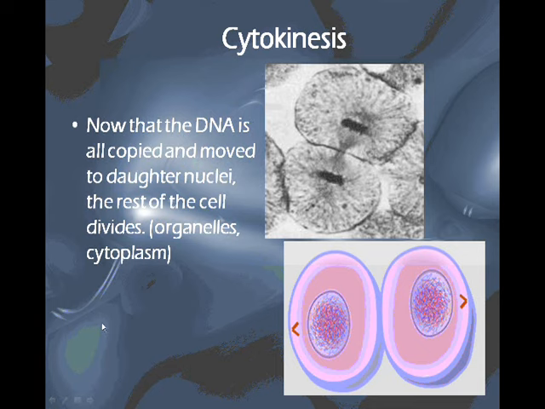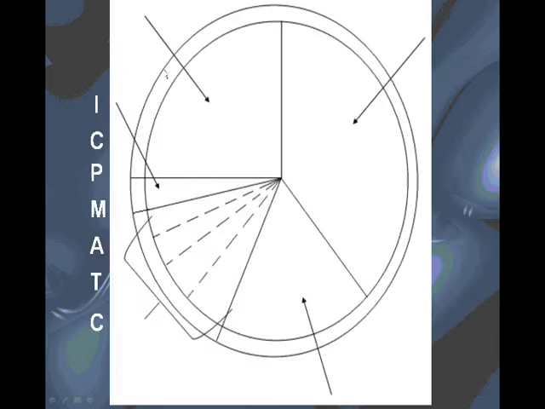After mitosis is complete, the cell now goes into cytokinesis, which is the division of the rest of the cell. Mitosis is only the division of the nucleus. Cytokinesis is when the rest of the cell divides. So now that the DNA is copied and moved into separate daughter nuclei, the rest of the cell, like the organelles in the cytoplasm, can now divide. That is seen on this piece of the diagram right here. Cytokinesis.